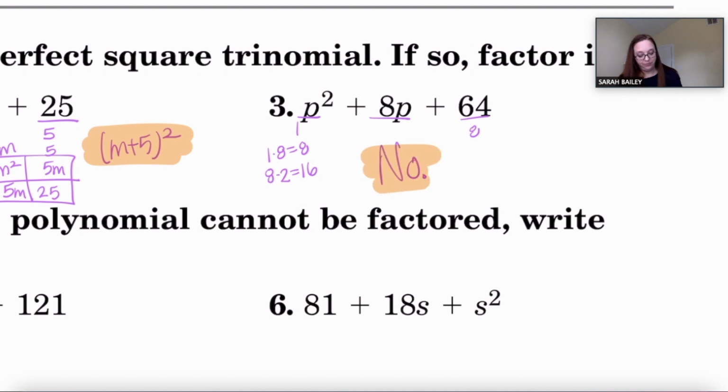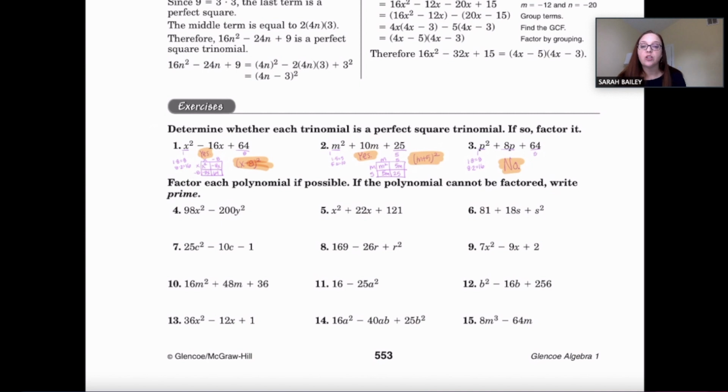Okay, that's it. The bottom section says factor each polynomial if possible. Some will be perfect square trinomials, some will be a difference of squares. It really just depends. Some will just be regular old trinomials. If it cannot be factored, then we write prime. So this is just a hodgepodge.